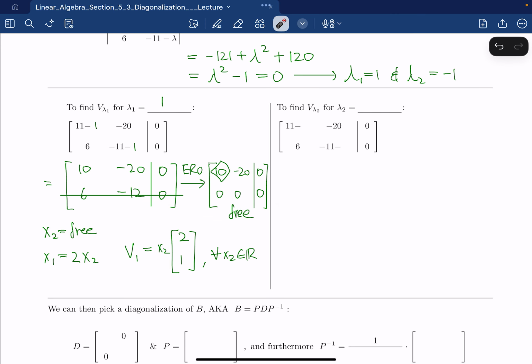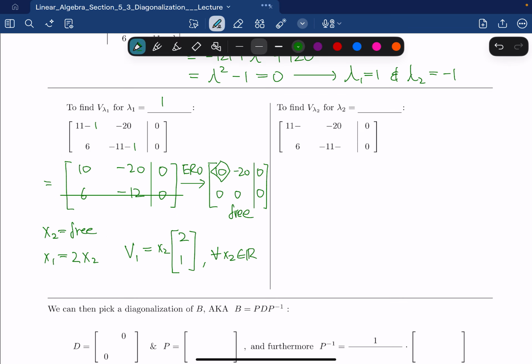The other one is pretty much the same way, especially if you go ahead and leverage this. So let's go ahead and write that down. Lambda 2 equals -1. Let me change the color here. Lambda 2 equals -1. And then I have 11 minus -1, -12, 6, 11, -11 minus -1. And this is going to be 12, -20, 6, -10, augmented with 0, 0.